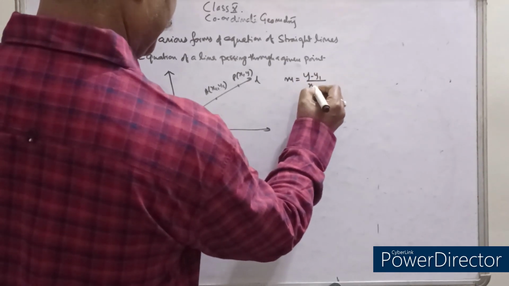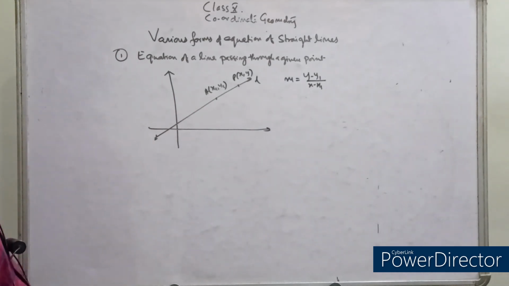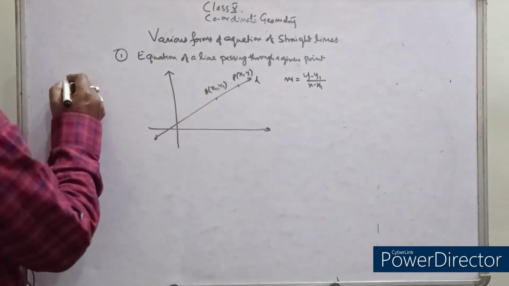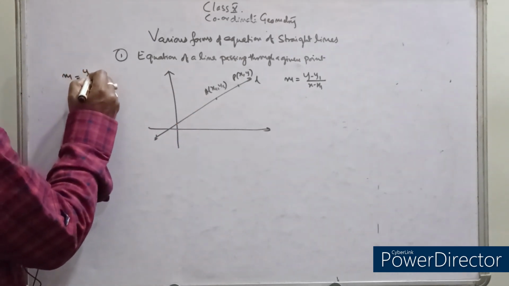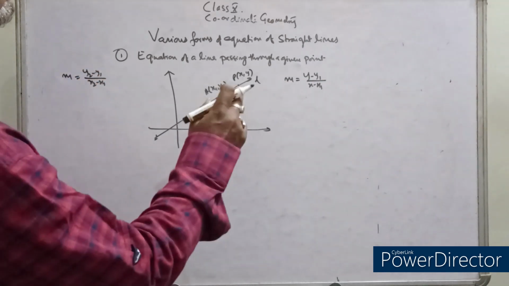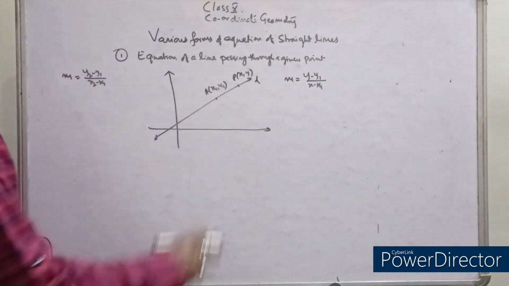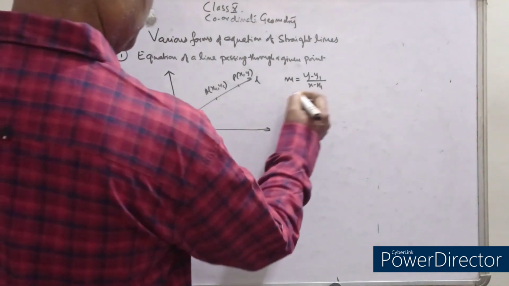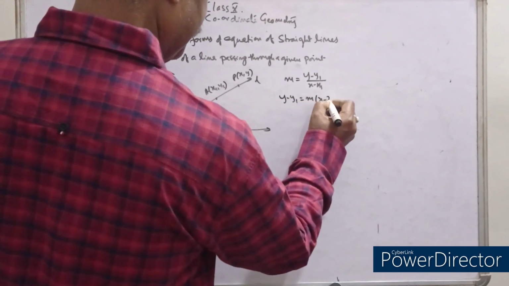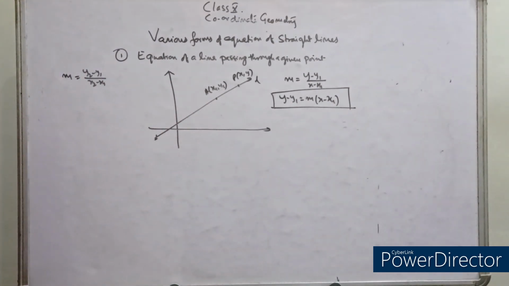by x minus x1. Because you have learned that the slope of a line passing through 2 points is given by the formula m is equal to y2 minus y1 by x2 minus x1. So here this is the slope of this line. This is given to you, and this is an arbitrary point which I have selected. So y minus y1 will be equal to m times x minus x1.